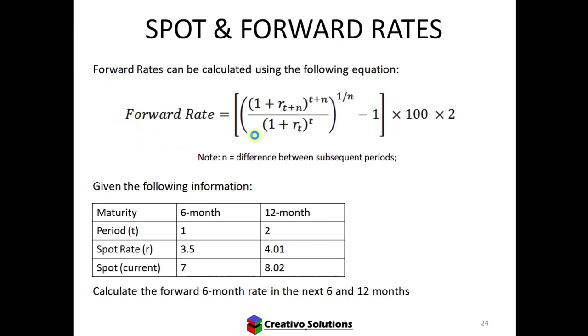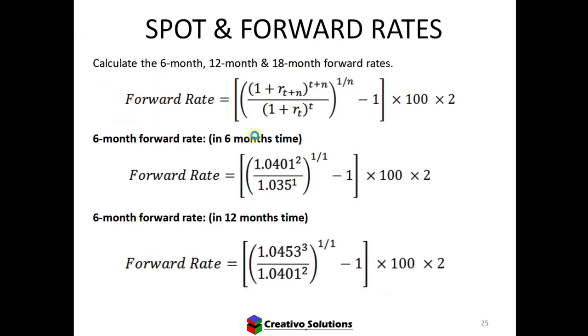Okay, then you've also got a 12-month maturity bond with a period of 2, spot rate of 4.01, which gives you the current spot, which is 8.02. You can see the spot rate would be for these semi-annual coupons, so half-yearly coupons. And we're required to calculate the forward rate for the 6-month bond, for the next 6 months, and the next 12 months.